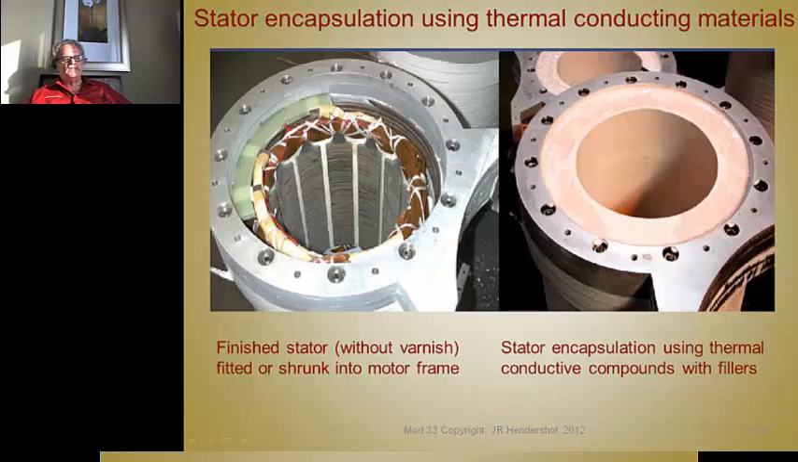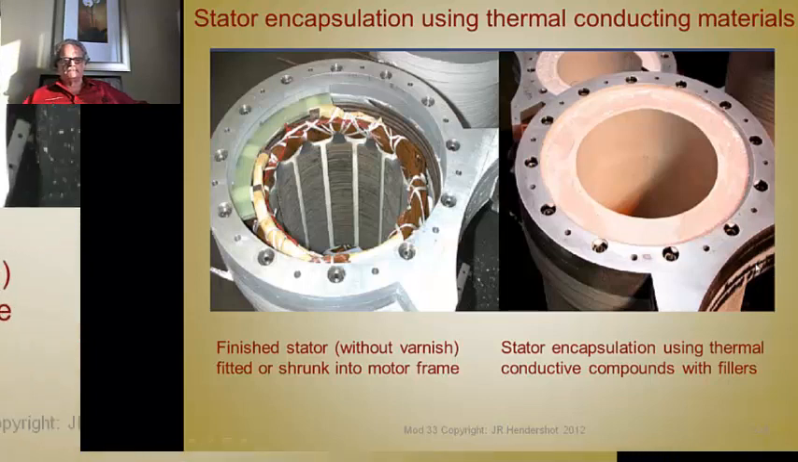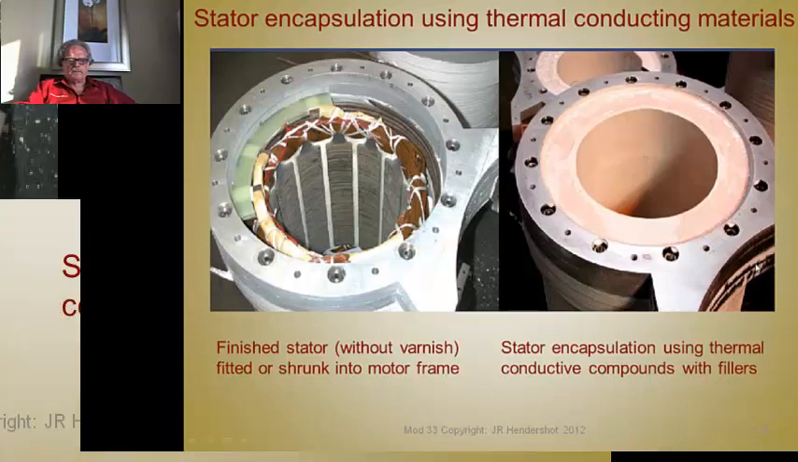But if you leave these end turns sticking out there, their only path for heat rejection is through this air, stagnant air, unless there's a fan on it. But even then, the thermal conductivity of the air is so bad that it's not going to be very effective. So what they did, they completely encapsulated this whole motor in a ceramic material which has a pretty high thermal conductivity. It's a thermally conductive material with fillers in it.